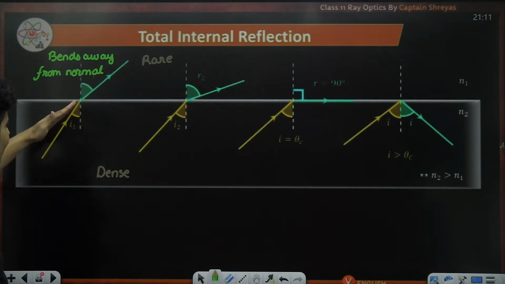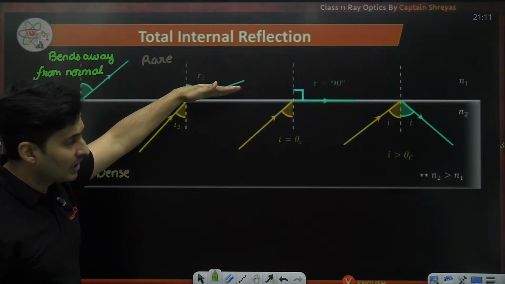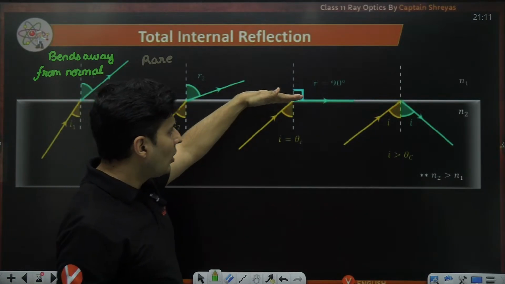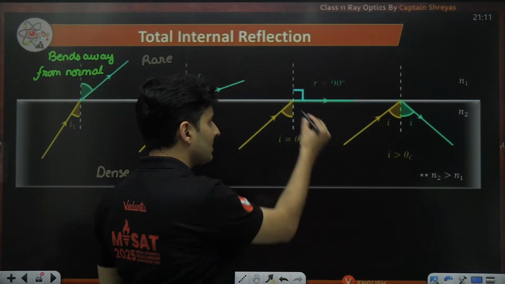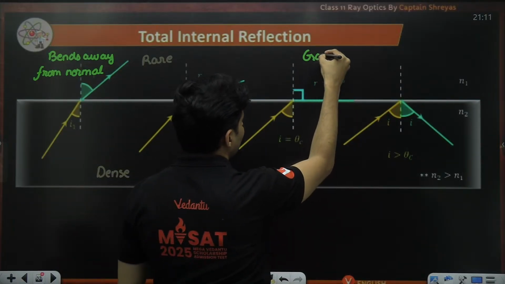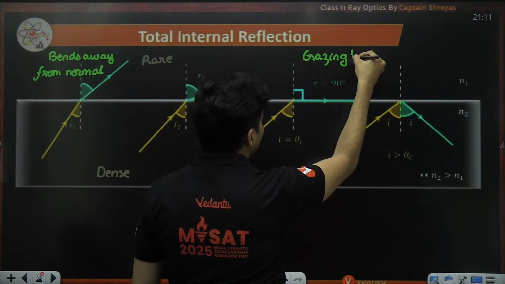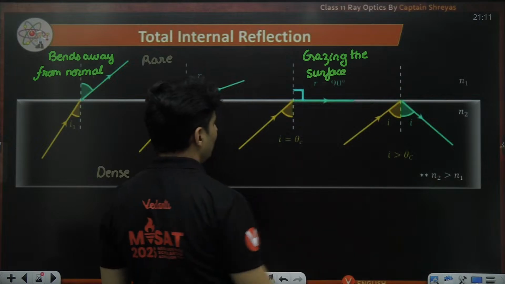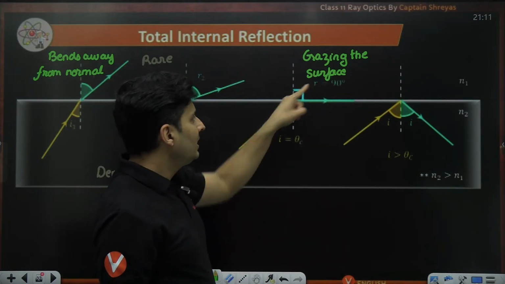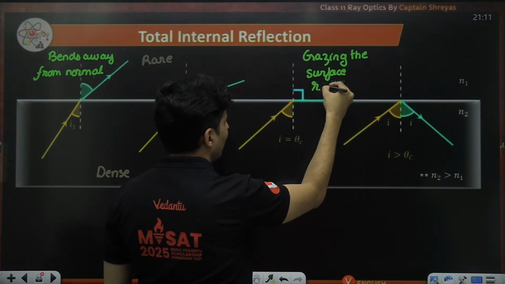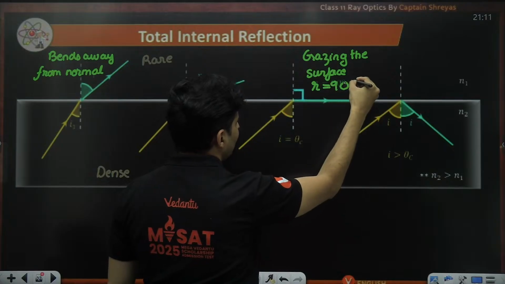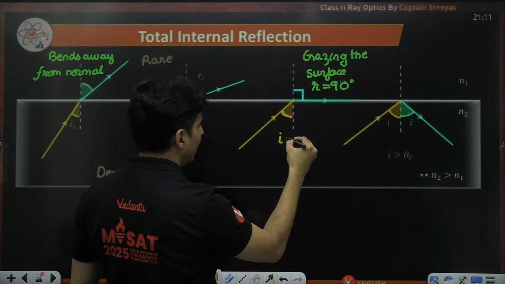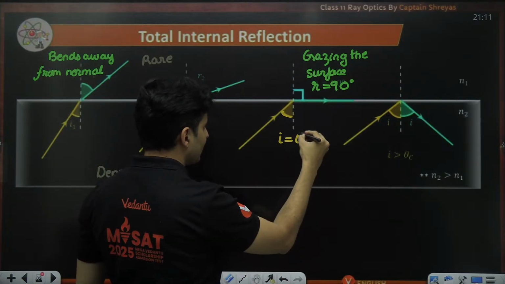Now, if you increase the angle of incidence slightly, it bends further away from the normal. If you increase it so much that it is almost grazing the surface of that medium, grazing the interface, then you will see a special case where the angle of refraction is 90 degrees. Then this particular angle is called the critical angle of incidence, IC.